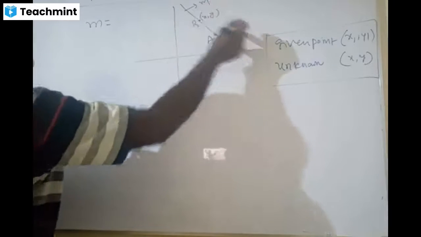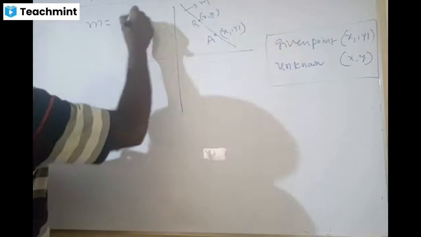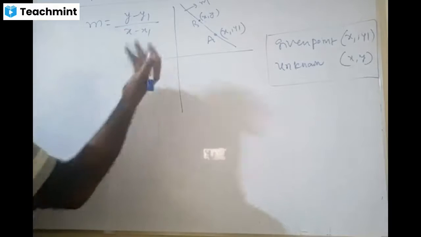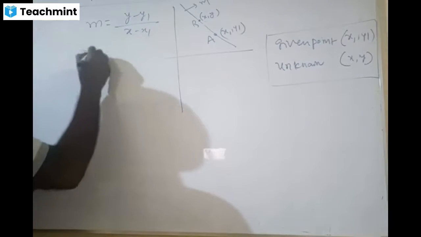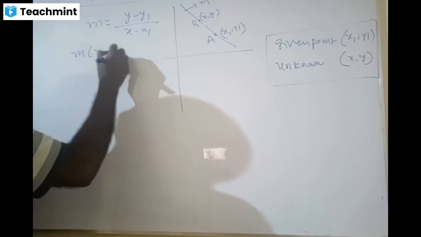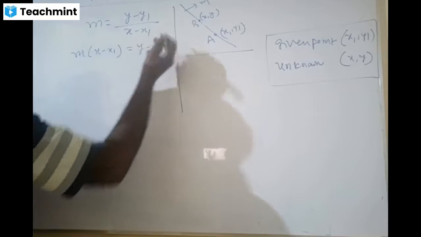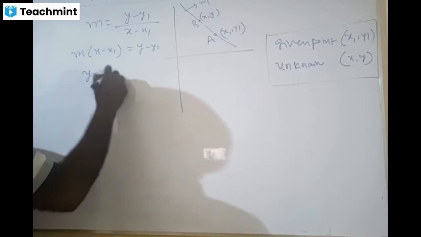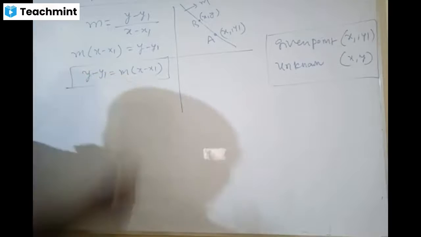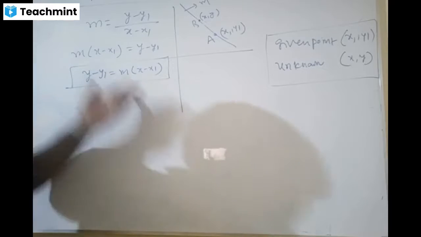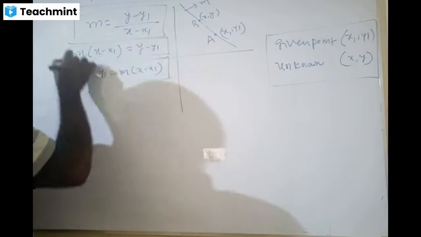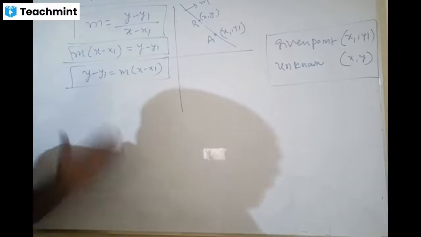You can write y2 minus y1, so y minus y1 by x minus x1 equals m. You simply cross multiply: m into x minus x1 equals y minus y1. Or you can write y minus y1 is m into x minus x1. That's the way we do it. Both are equations of this line. I hope it's clear, all of you.